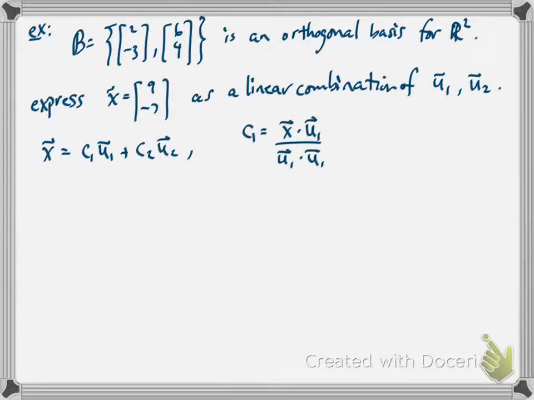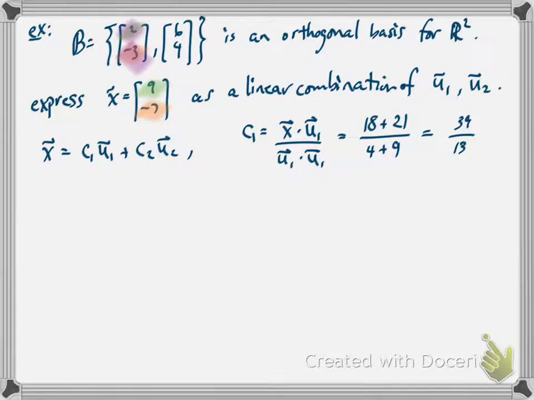c1 is x dot u1 divided by u1 dot u1, and so that is 18, which is this 9 times 2, plus the -7 times -3, which is a 21, divided by u1 dot u1. So that's 2 squared plus -3 squared, so 4 plus 9.